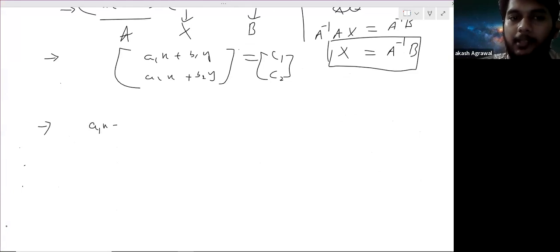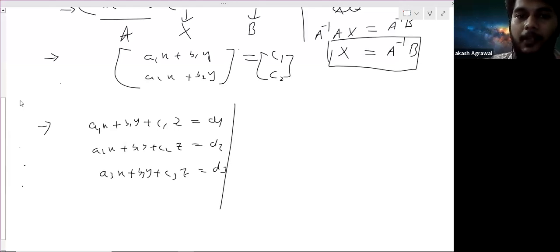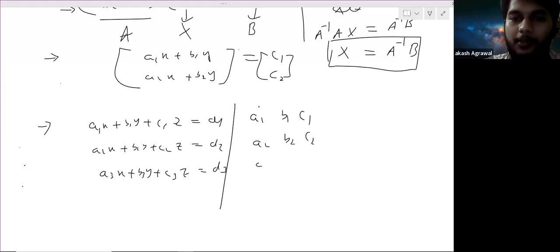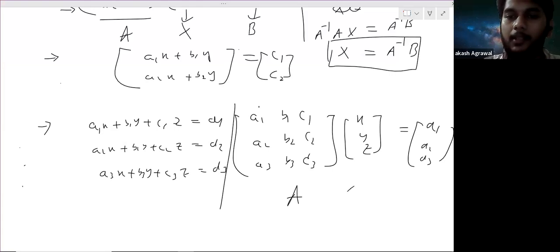Suppose the equations are a1x plus b1y plus c1z equals d1, a2x plus b2y plus c2z equals d2, a3x plus b3y plus c3z equals d3. So in this case, the matrices we have to write are a1, b1, c1, a2, b2, c2, a3, b3, c3, times X, Y, and Z, equals D1, D2, D3. So this is AX equals B. All right?